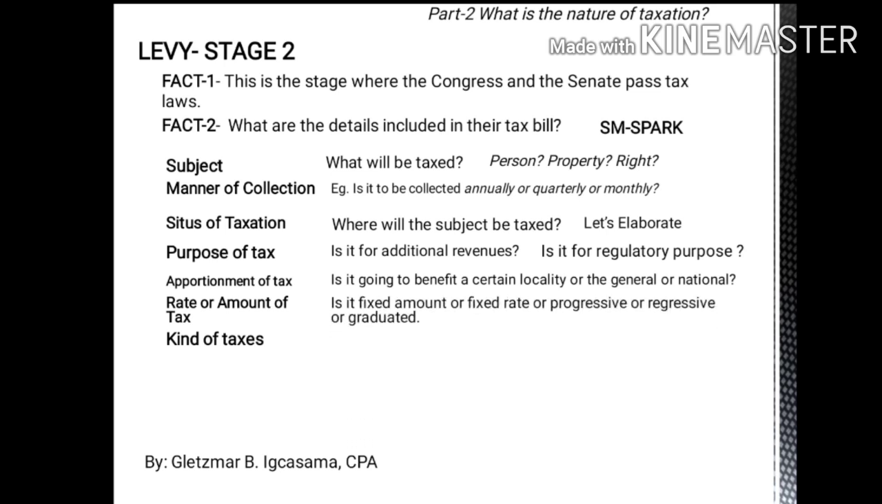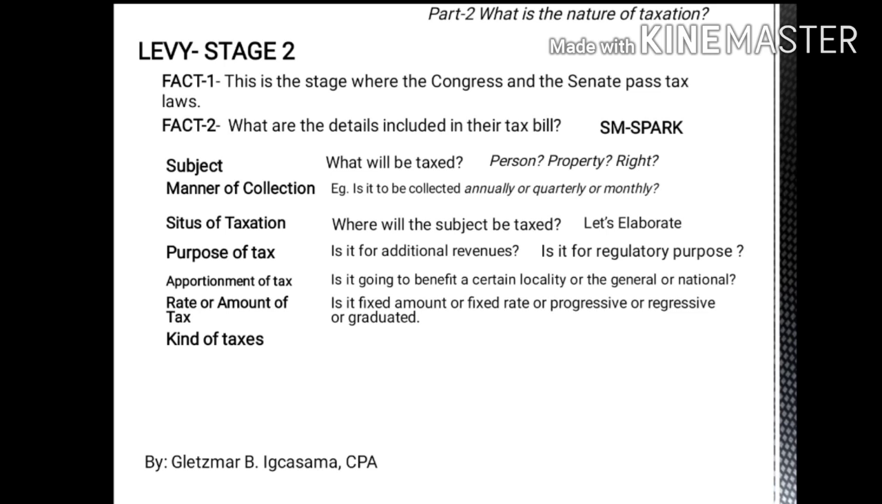Next to be placed in the tax bill is the rate or amount of tax. Is the amount fixed, is the rate fixed, or is it progressive? When we say progressive, it means the higher the value, the higher the income, for example, the higher the tax rate. Or regressive: the higher the base amount, the lower the tax rate. Or is it graduated? When we say graduated, it is tabulated and ranged. For example, if your income is 0 to 250,000, you pay no tax. But if it is 250 to 500, for example, you pay 10%. That's an example of graduated.